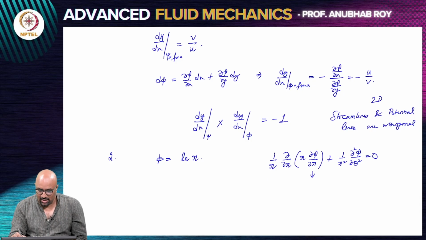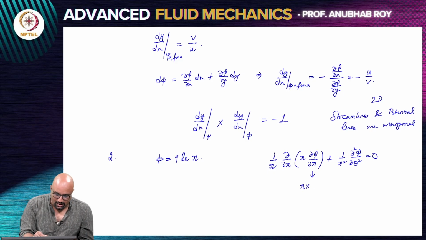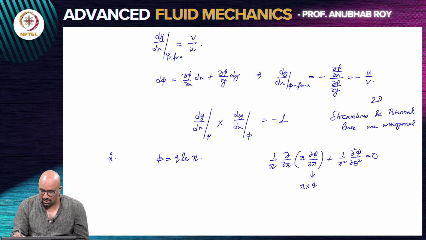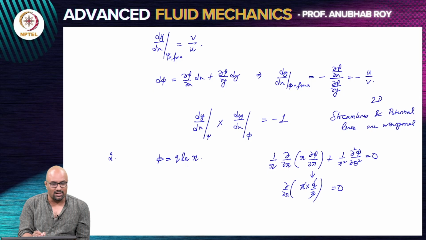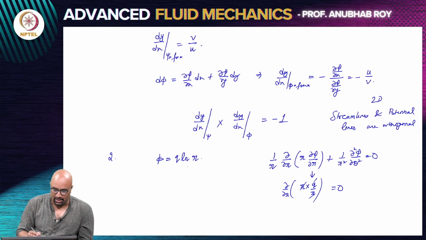Now, you can see that if phi is equal to log r, then this becomes r times, so if I put a constant here q, then this becomes q by r, ∂/∂r of (r times q by r). So, r and r cancel out and this becomes 0. So, by substitution I am showing you that q ln r is basically a solution of Laplace equation. r is the radial coordinate.